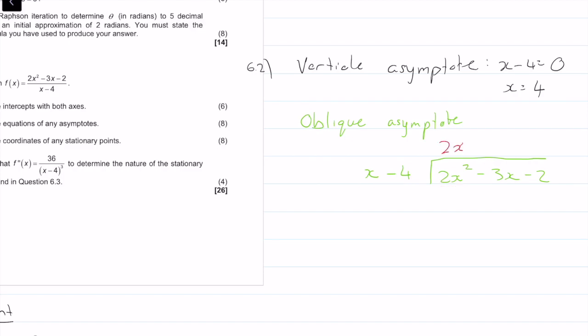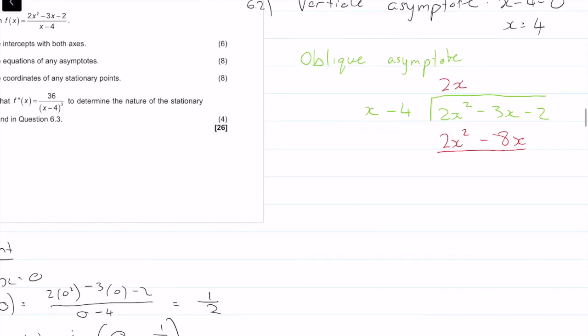So 2x comes at the bottom, then we multiply this with that. Okay, so then we have 2x squared minus 8x. And then we subtract the top from the bottom. So what we're left with is 2x squared minus 2x squared equals 0, minus 3x minus 8x becomes plus 8x, which is equal to plus 5x, and then we bring that minus 2 down.